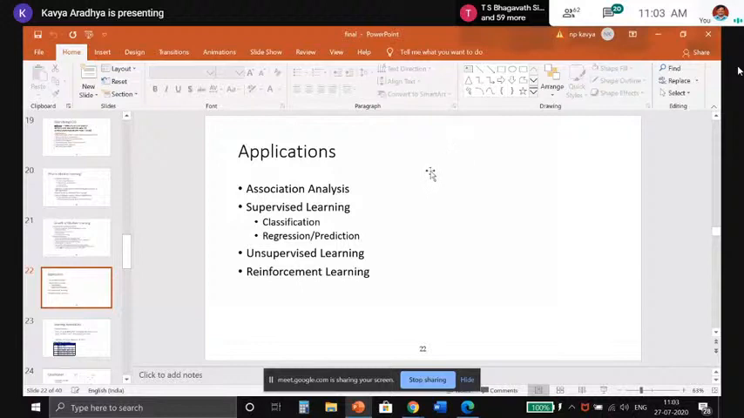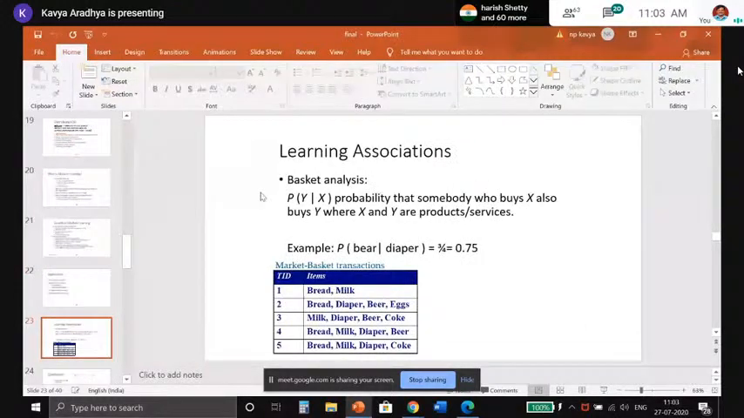Now, in terms of applications, if you look into machine learning, we have association analysis, supervised learning. In supervised learning, we have classification, regression, and prediction, unsupervised, and reinforcement learning. So we have been talking about learning associations. You make the machine learn in terms of association. In terms of association means what?